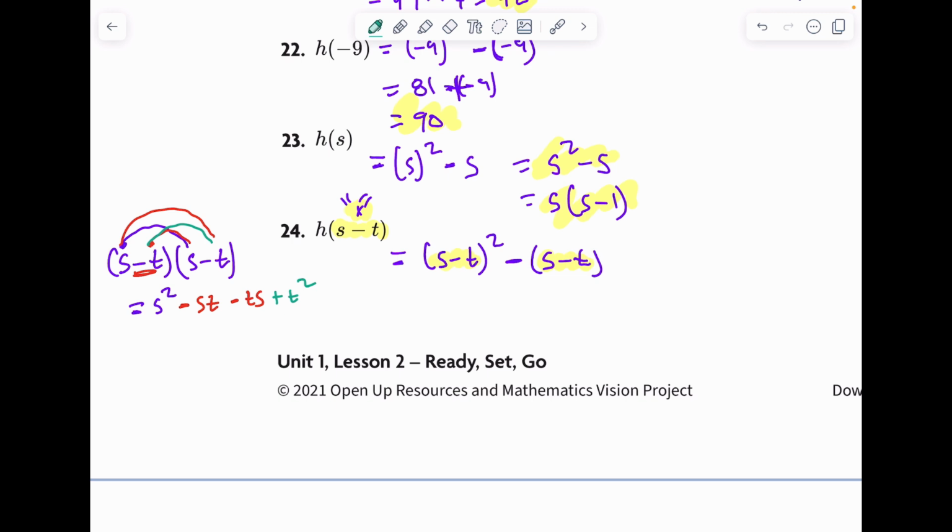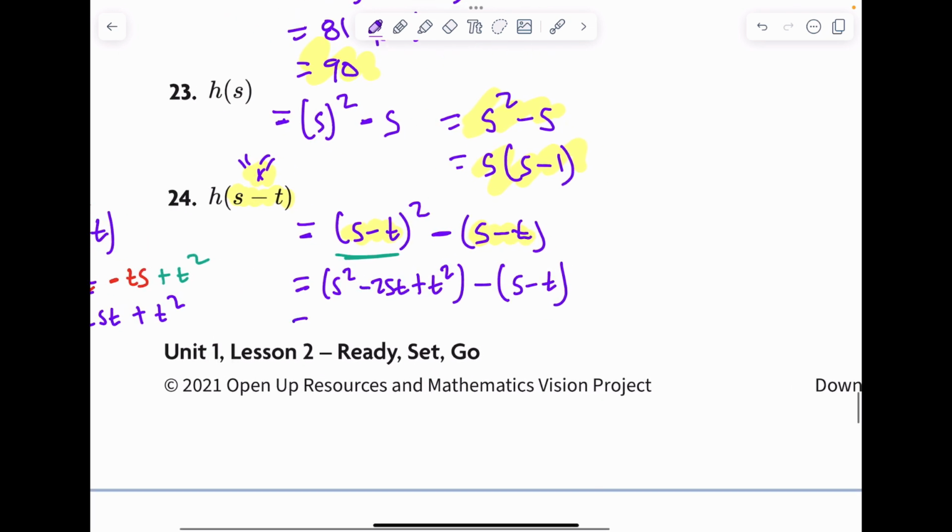Now, this is just this part. So I'm going to essentially combine some of these terms. This is s squared minus, this is a t, so minus 2st or ts, same concept, plus t squared. So I'm going to replace this with s squared minus 2st plus t squared minus s minus t.